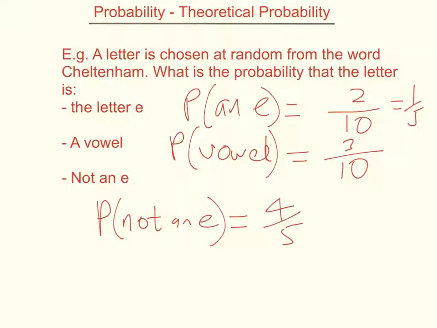So here's an interesting fact about probability. The probability of getting something and not getting something, those two things have to add up to 1. 4/5 and 1/5 make 5/5, which is 1.